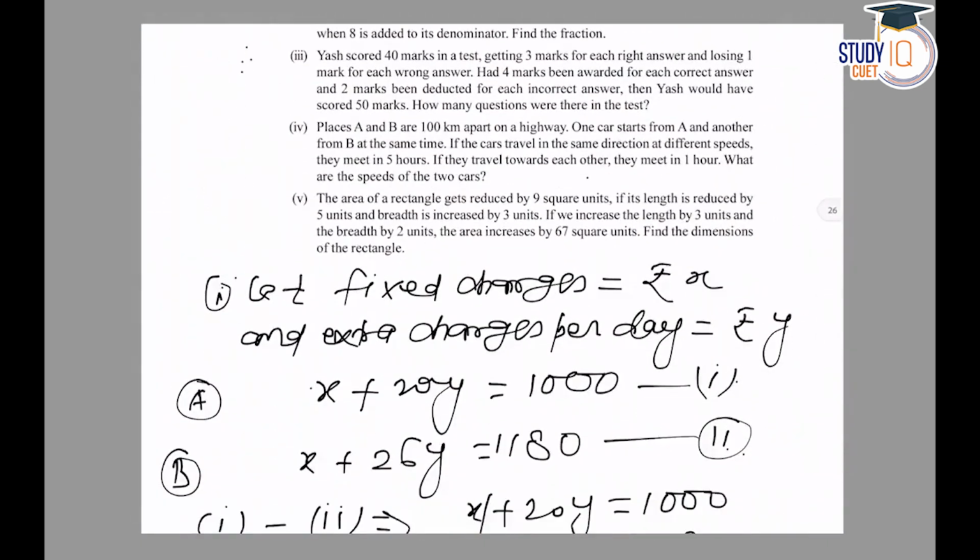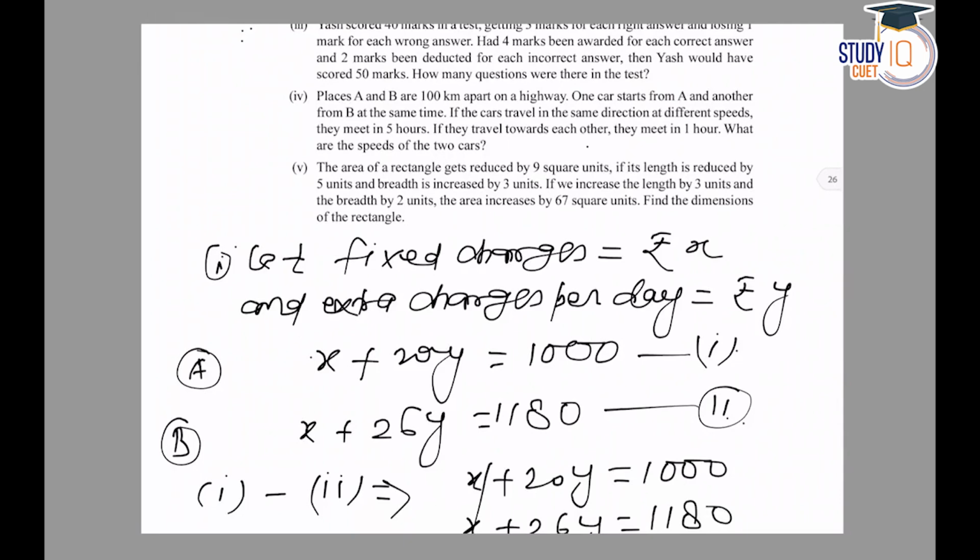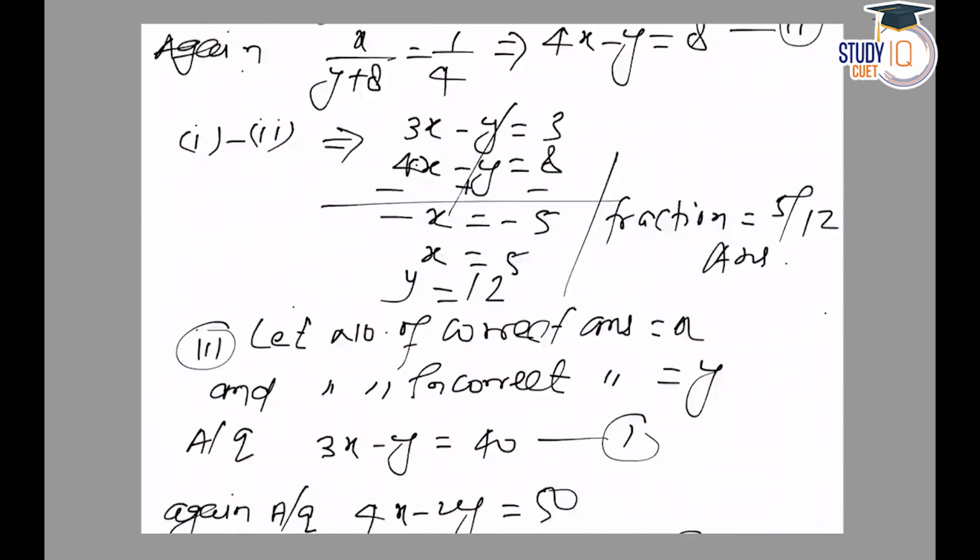Now the fourth part is: places A and B are 100 km apart on a highway. One car starts from A and another car from B at the same time. If the cars travel in the same direction at different speeds, they meet in 5 hours. If they travel towards each other, they meet in 1 hour. What are the speeds of the two cars?